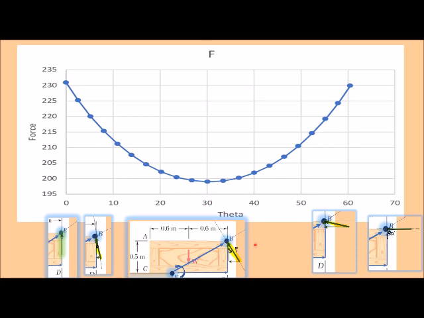And then as you keep opening that angle up more and more, all the way up to 90, you end up having to apply a larger and larger force to keep it from tipping. So the ideal minimum force is going to happen right over here.